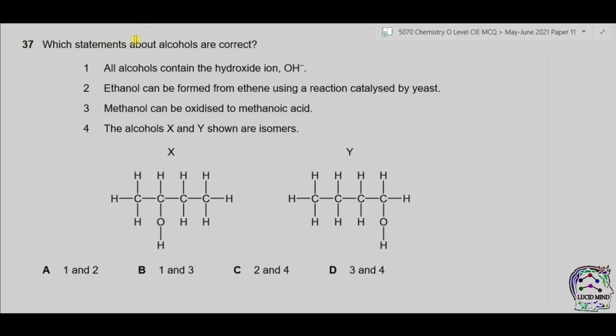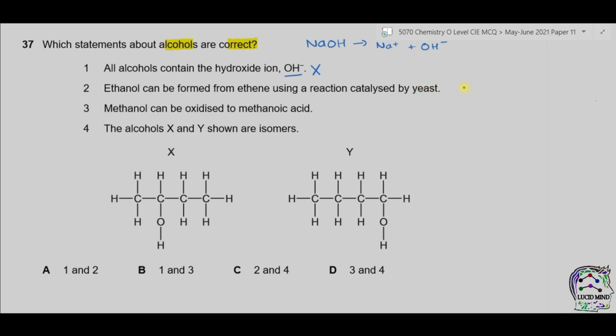Question 37, which statements about alcohols are correct? 1. All alcohols contain the hydroxide ion OH negative. This is incorrect because OH negative is present in alkalis, for example NaOH, which dissolves to form Na positive and OH negative. Alcohols do not dissociate to form hydroxide ions. Part 2. Ethanol can be formed from ethene using a reaction catalyzed by yeast.